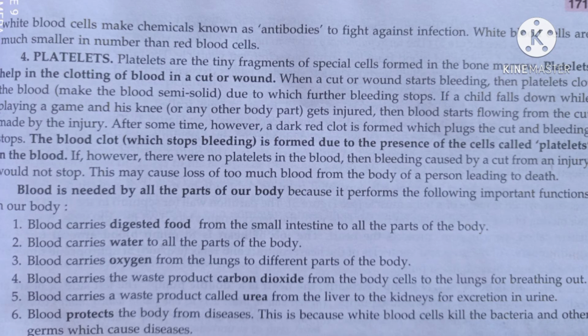When a cut or wound starts bleeding, then platelets clot the blood, that is make the blood semi-solid, due to which further bleeding stops. The blood clot which stops bleeding is formed due to the presence of the cells called platelets in the blood. If there were no platelets in the blood, then what would have happened? This would have caused loss of too much blood from the body of a person, leading to death.